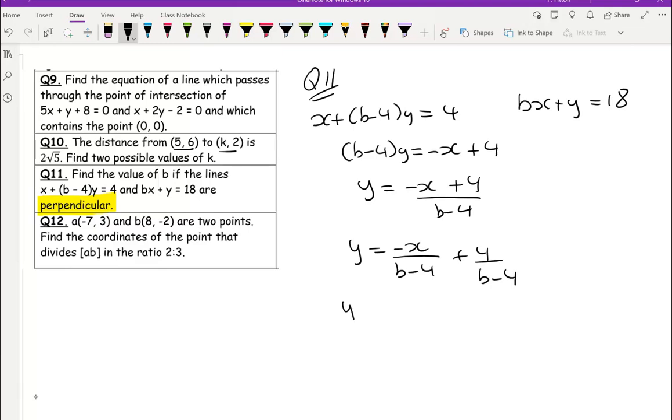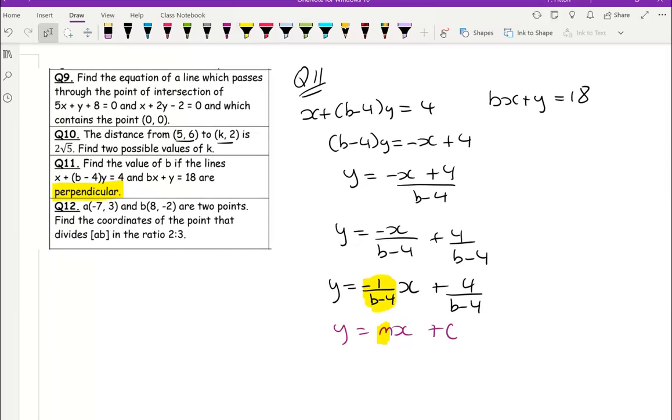Then I can write it as a fraction out to the side. So for me, y equals minus 1 over (b minus 4) multiplied by x, plus 4 over (b minus 4). Now it's in the form y equals mx plus c, so I can identify that m is minus 1 over (b minus 4).